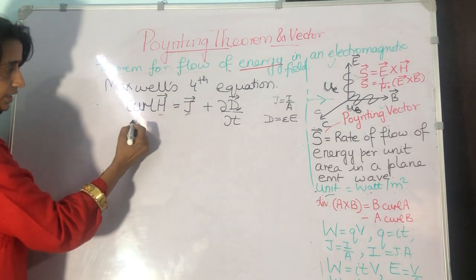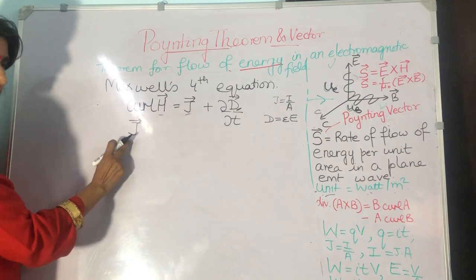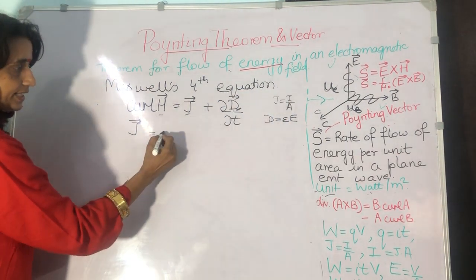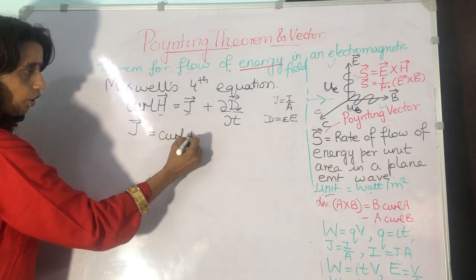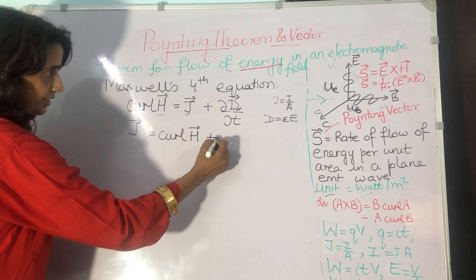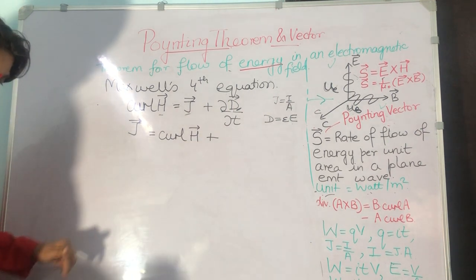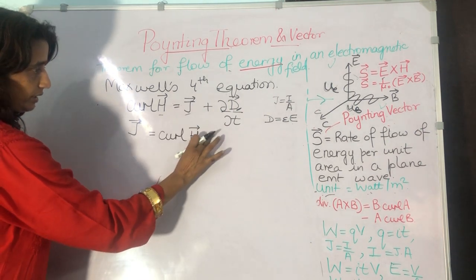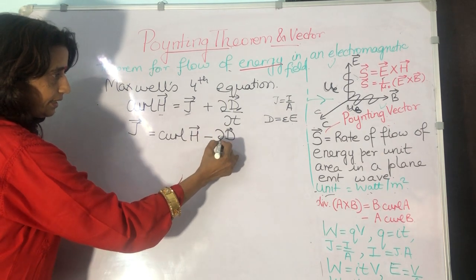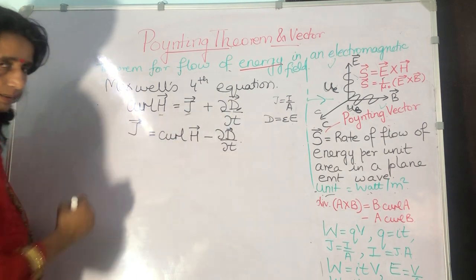Now we will take J this side, which is current density, the ratio of current upon area, equal to curl of magnetic field plus, so now this will come this side and these terms will come this side. So this becomes minus del D by del T.